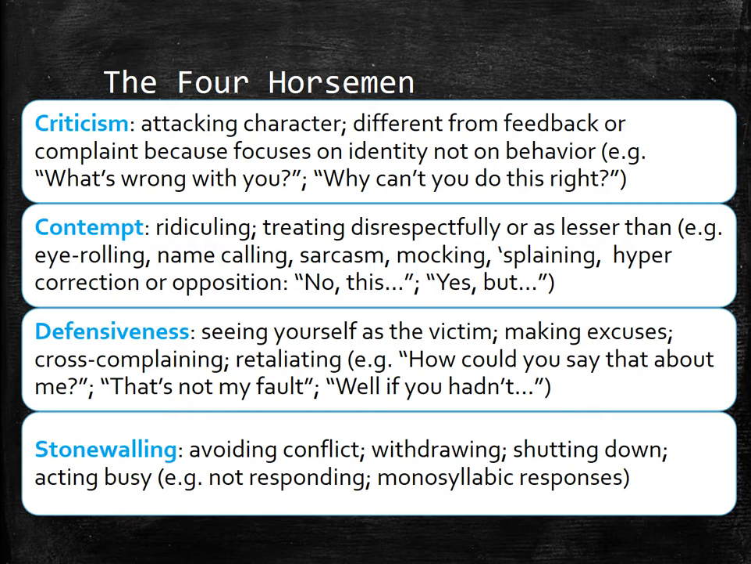And the last of the four horsemen, the Gottmans call stonewalling. And so this is where people, I think this is more like the dissociative type ones we were looking at. So people are really trying to avoid conflict. They're withdrawing, they're shutting down. In some cases, it might be that they're acting busy, right? They look like they're on their computer or their phone, right? And they're not paying attention. They may not be responding to you, or when they are, they might be using just monosyllabic responses, right? "Yep, right, right." And they're really not present in connecting with you. And that's a way that they are trying to defend themselves.